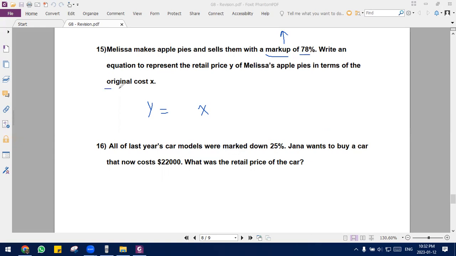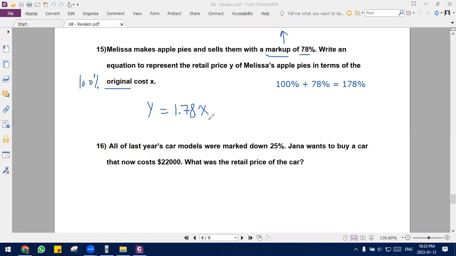So as you know always, the original value, as we said, is 100%. And then Melissa increased the price to make some profit. So she increased it by 78%. So if you add them, 100% plus 78% equal to 178%, and then you divide it by 100, it will be 1.78. So this is the equation.